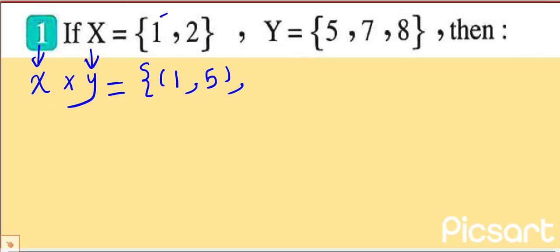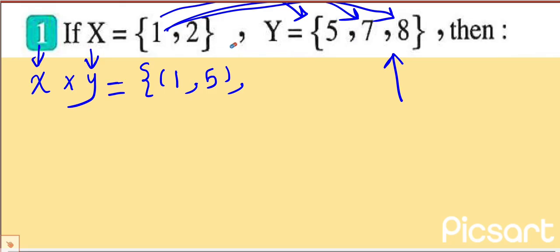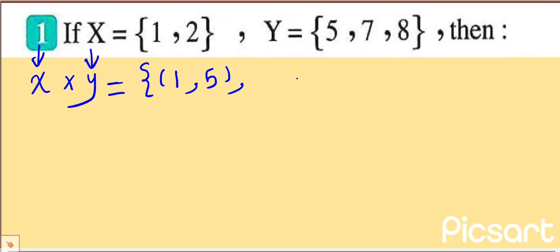It's like getting married. One will marry 5, and one will marry 7 also, and one will marry 8. And if there are more than 4, one can get married to them also. So this is not a multiplication. This is 1 cross 5, like this, 1 and 5. This means when we take the product of two sets, when we cross two sets, we write ordered pairs.